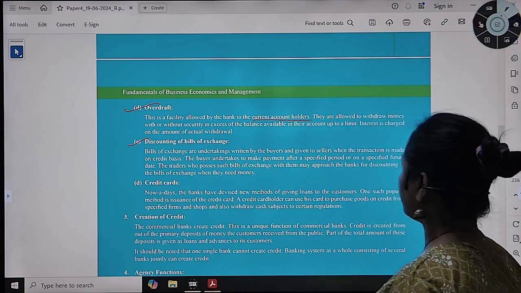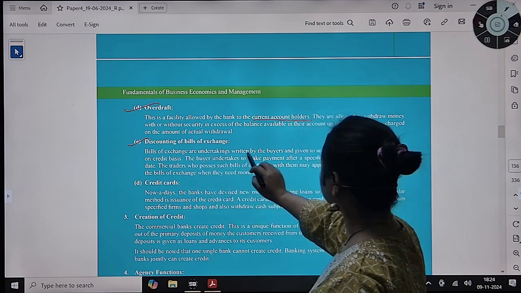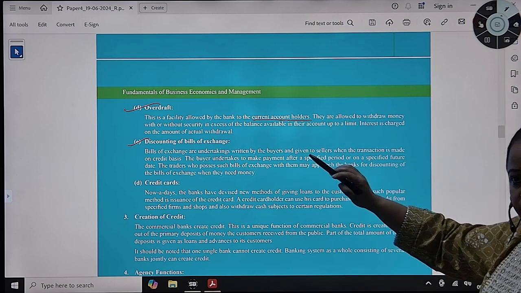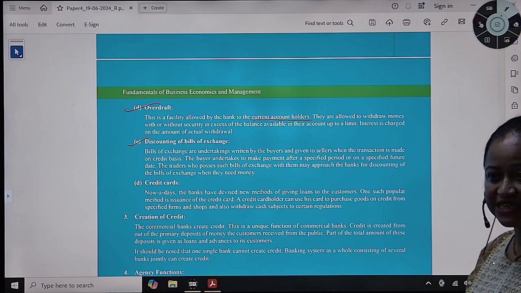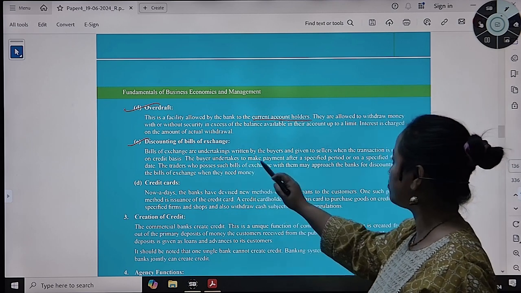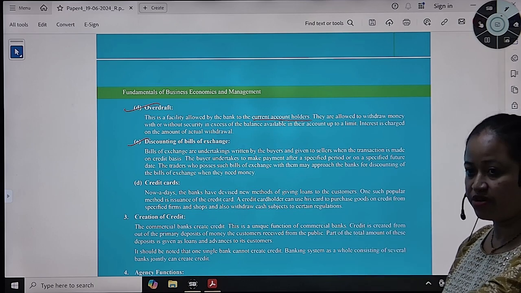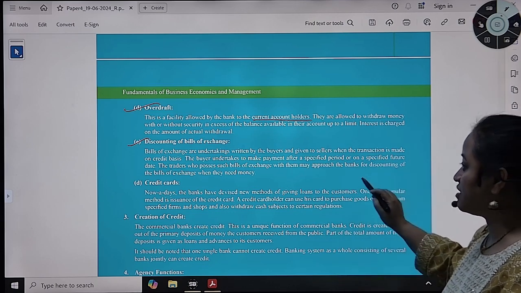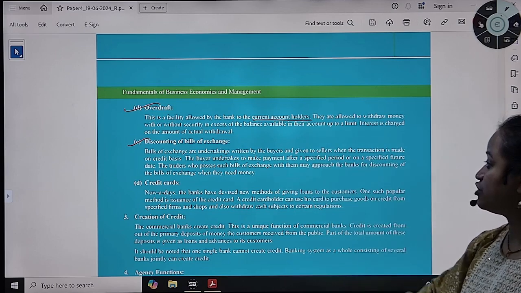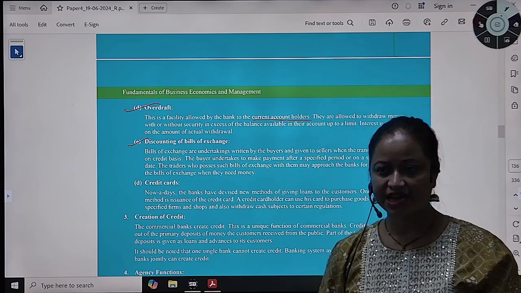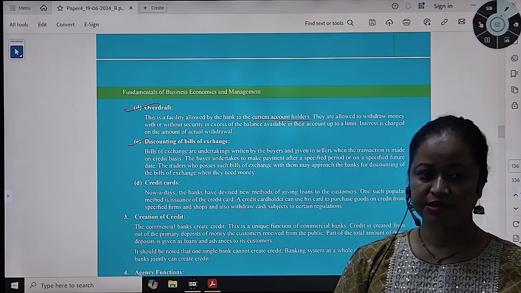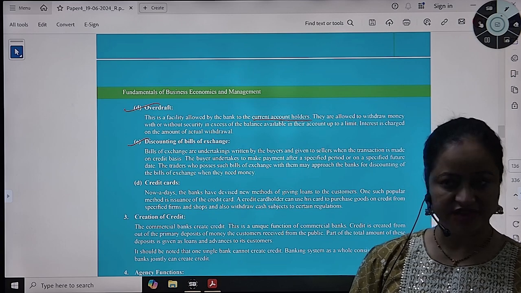So what is it? Bills of exchange are undertakings written by the buyers and given to sellers when the transaction is made on a credit basis. When a buyer is buying goods from the seller on credit, a bill of exchange is given, and the buyer undertakes to make payment after a specified period, suppose December 1, on a specified future date. The trader who possesses such a bill of exchange may approach the bank for discounting of the bill when they need money. So you need money on Monday, the 11th of November, so you're discounting the bill. Before the maturity period, the bank has paid you, and that is one kind of advance. Fine, clear?